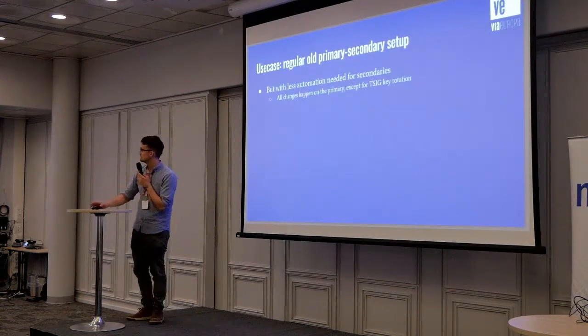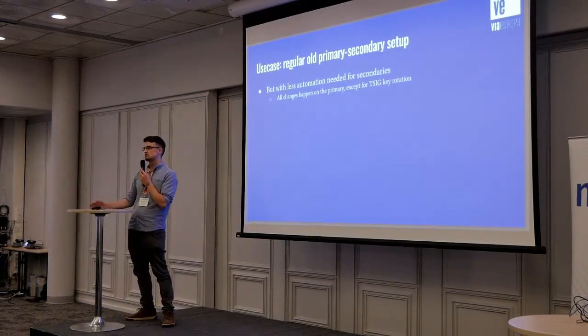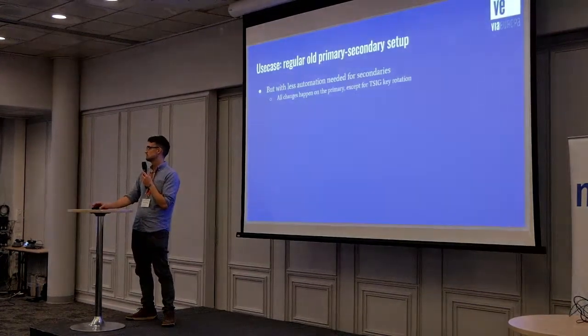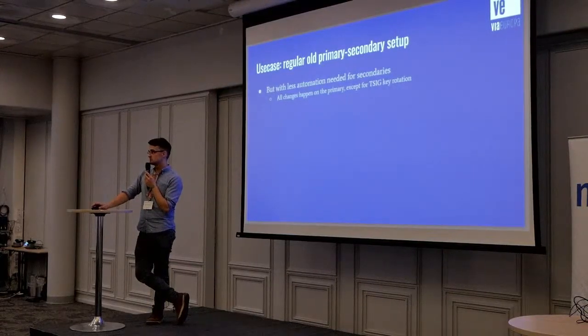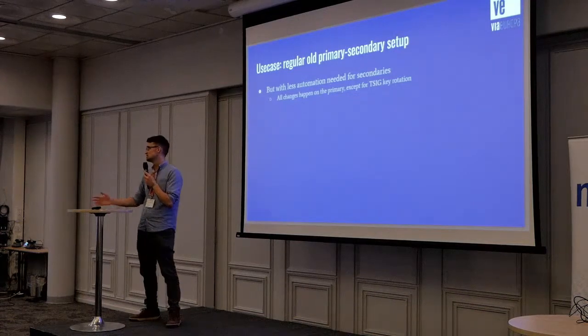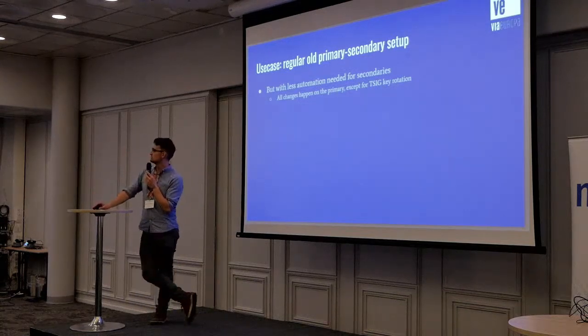But of course, you can also use it instead of your automation when you control both the primaries and the secondaries. The secondaries essentially can just have a static config. For example, the config is just static, except when you need to rekey the TSIG key. That's the only real thing you need to change, and adding new catalog zones.